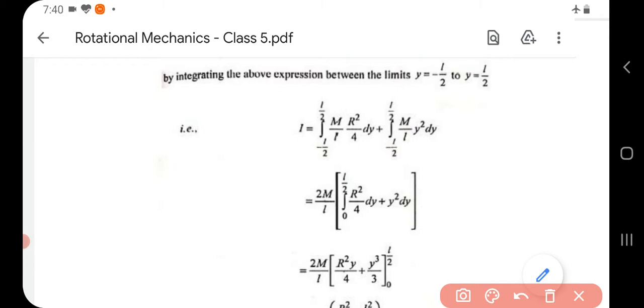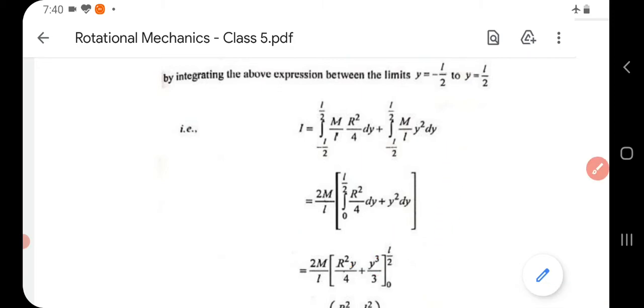M by L is a constant, so you are taking it outside. And what remains is written as such. Okay, 2m by L, r square by 4 is a constant. What is integral 0 to L by 2 dy, or what is integral dy? It is y. Okay, then what is integral y square dy? Y cube by 3. Then just apply the limit 0 to L by 2.